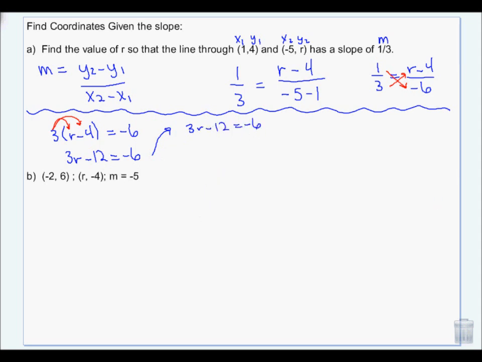Okay. Add 12 to both sides, and I get 3r is equal to 6. If 3 times r is equal to 6, I'm going to divide by 3 to get r equal to 2. So that's my missing coordinate, 2.